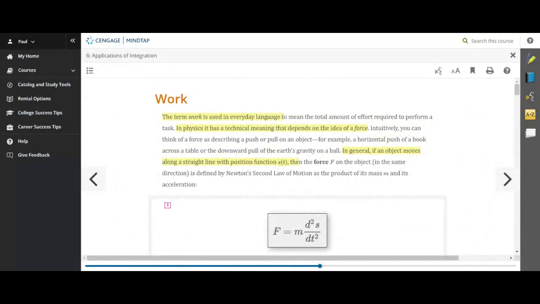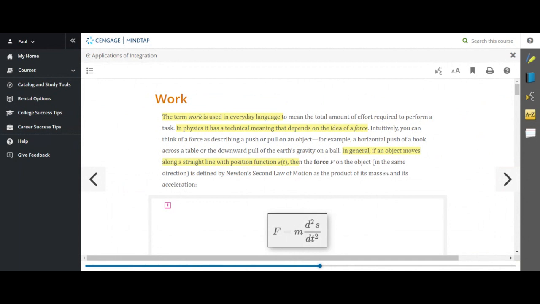The term work is used in everyday language. This is section 6.6. It's used in everyday language to mean the total amount of effort required to perform a task. In physics, it has a technical meaning that depends on the idea of a force. Force is a push or pull on an object. If you push a book across a table, or Earth's gravity on a ball, that's a push or a pull.